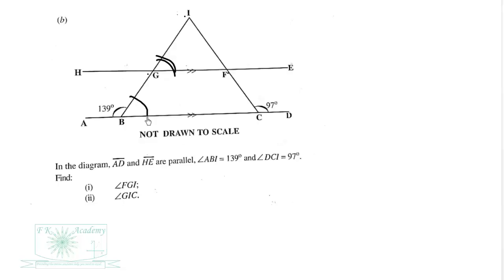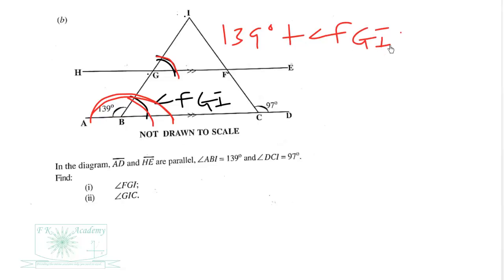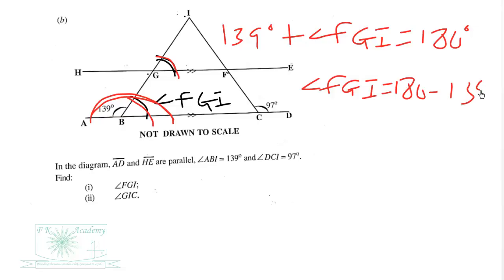And we know that that angle is equal to this. So this is also equal to angle FGI. And it is on the same straight line as this. So by corresponding angles, this and this are equal. And by angles on a straight line, this and this will add up to 180. So 139 degrees plus angle FGI is equal to 180 degrees. So angle FGI will be equal to 180 minus 139 in degrees, and that will give us 41 degrees. So the angle here is 41 degrees.